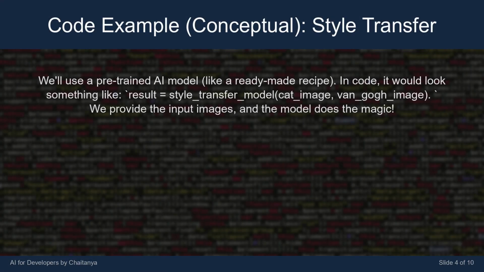We'll use a pre-trained AI model, like a ready-made recipe. In code, it would look something like result = style_transfer_model(cat_image, Van_Gogh_image). We provide the input images, and the model does the magic.